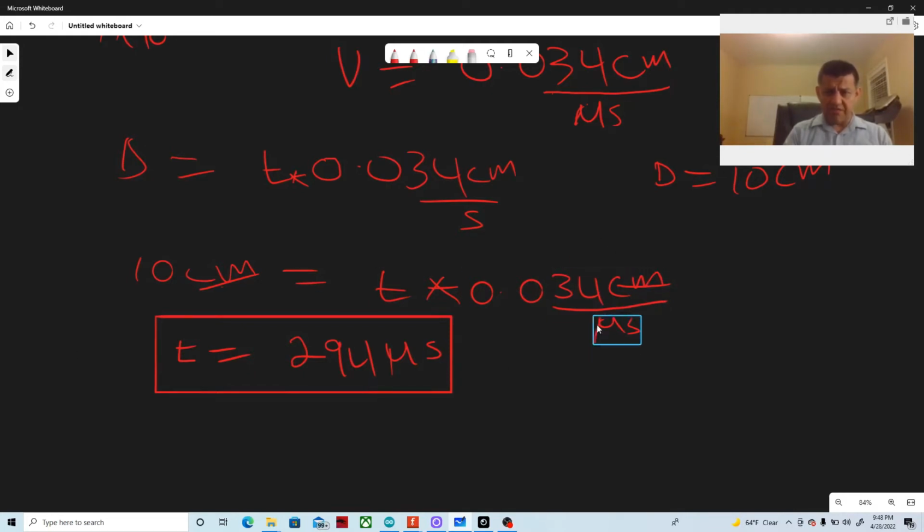Of course, centimeters over here will cancel out, and you will have a number right there. So here you divide by that number to solve for T. Now you know that T is 294 microseconds. So we have a value for T. Now we can use this information to write our program.